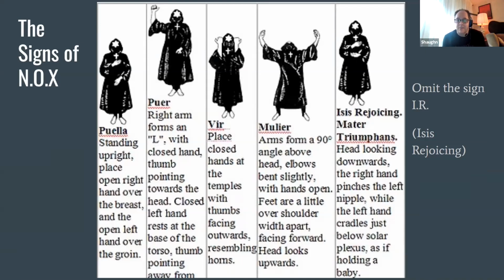Okay, next is mulier: arms form a 90-degree angle above the head, elbows bent slightly with hands open. Feet are a little over shoulder width apart, facing forwards, head looks upward. So this is somewhat similar to the sign of Apophis and Typhon, except the arms are bent and the legs are spread apart. Then finally is Isis rejoicing, or IR, as it's in the ritual, also known as Mater Triumphans. Head looking downwards, the right hand pinches the left nipple while the left hand cradles just below the solar plexus as if holding a baby. All right.